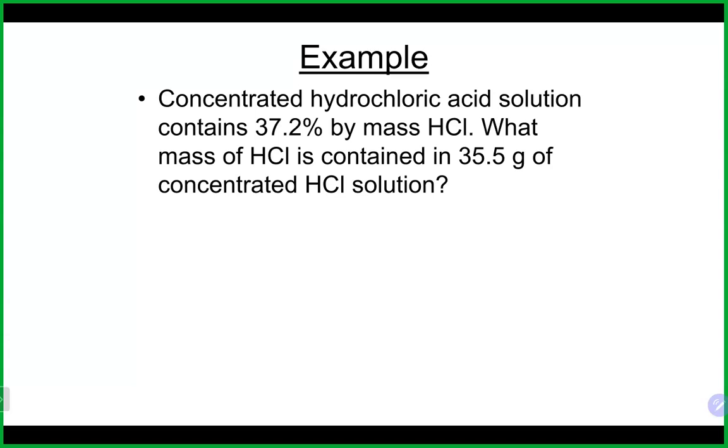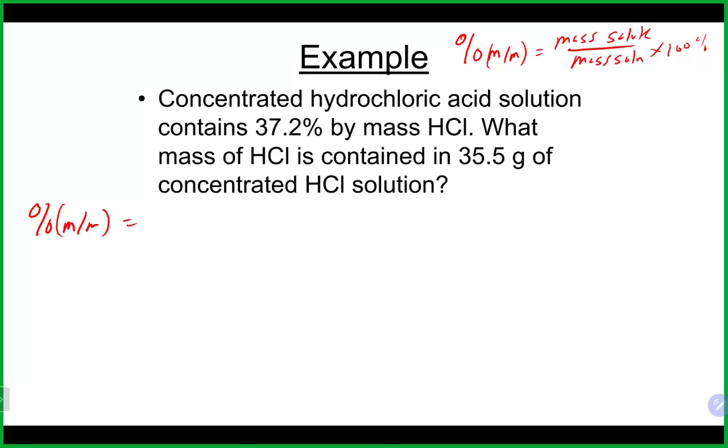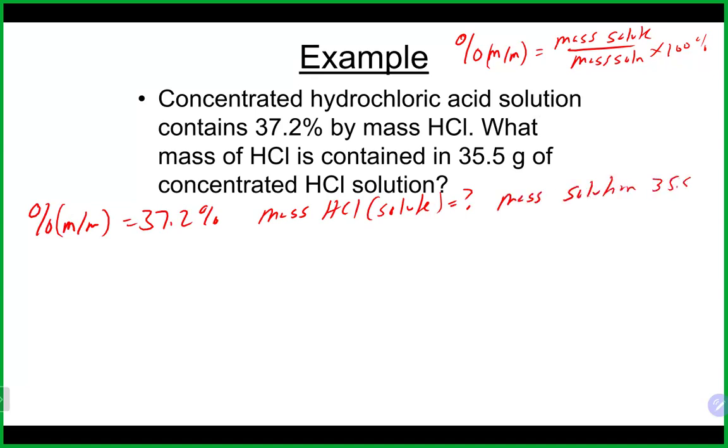We're dealing with here percent mass to mass, which obviously, again, our formula, our percent mass to mass is going to be our mass of our solute divided by the mass of the solution times 100%. In this particular case, we are given the percent mass to mass, which is our 37.2%. We are looking for the mass of the HCl, which is our solute. And we have the mass of the solution, which is 35.5 grams.